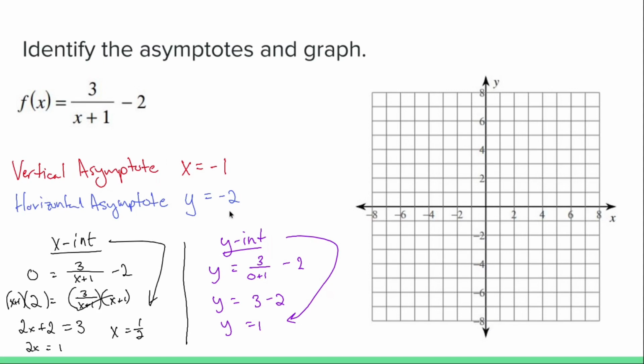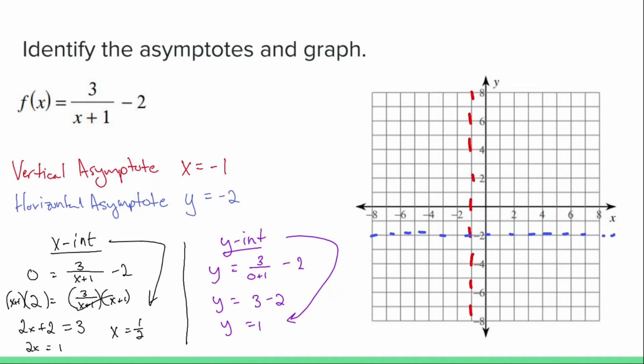So let's graph all of these things that I found out, and from there I can sketch, for the most part, what this picture is going to look like. My vertical asymptote is a vertical line that goes through -1, so it's going to look like this. No part of my graph is going to touch that red dashed line. My horizontal asymptote happens at y equals -2.